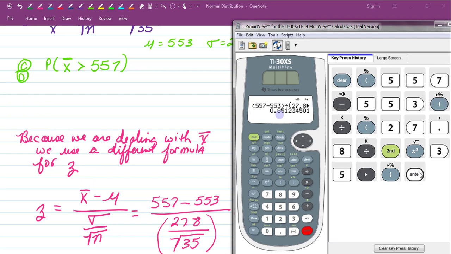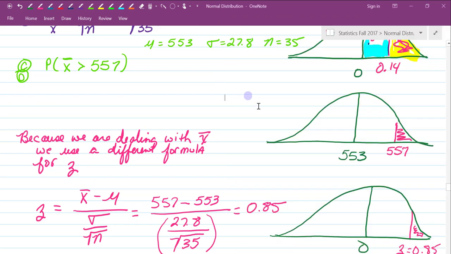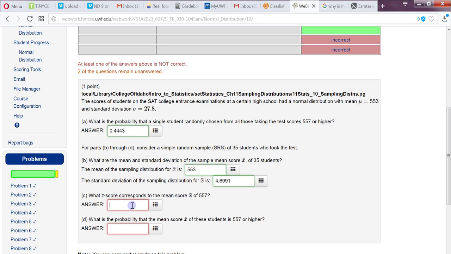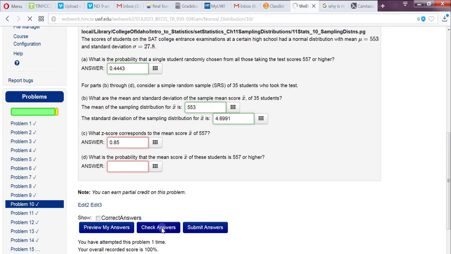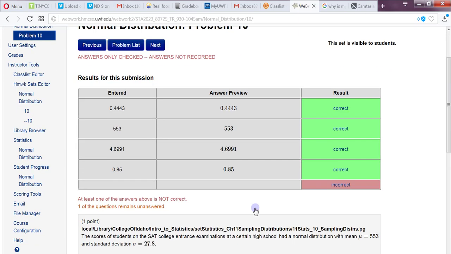Was that the question that we had to answer? Please tell me yes. Yes, so we're going to put 0.85 and check our work. So there we go. We have that correct. And the last part of my question is, what is the probability that the mean score X bar of these students is 557 or higher?